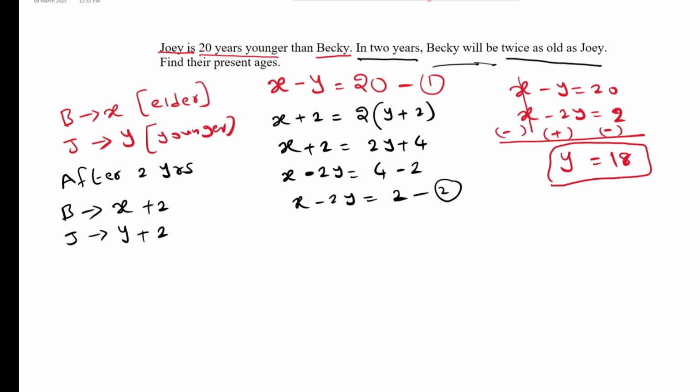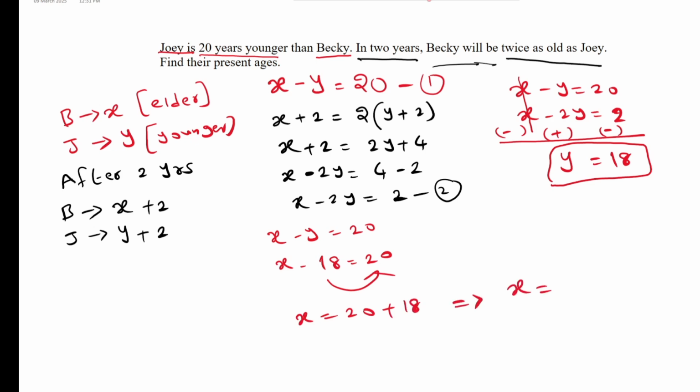Now moving to the X value. Substitute this Y value in any one of the equations. I am taking the first equation, that is X minus Y equals 20. X is unknown still, minus Y is 18, equals 20. Taking minus 18 to the right side, so X equals 20 plus 18. Then X value is 20 plus 18, which is 38. X is nothing but Becky. Becky's present age is 38 years and Joy's present age is 18 years. Next question.